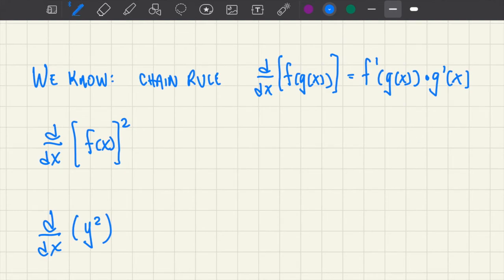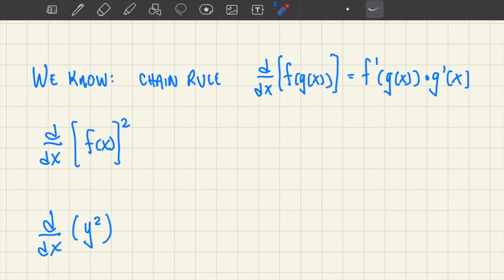Today's episode, we're going to be looking at how we can apply the chain rule to any kind of equation. No, I'm not saying function, but any type of equation. Now, we know the chain rule as being the derivative of f of g of x. When we have a function inside of another function, it is the derivative of the outside, keeping the inside the same, multiplied by the derivative of the inside.